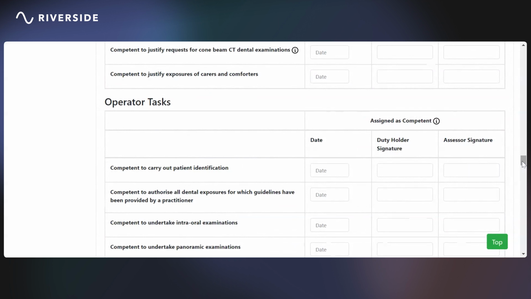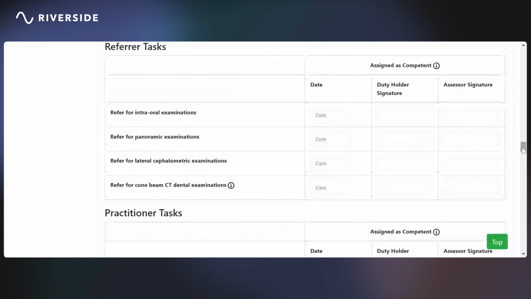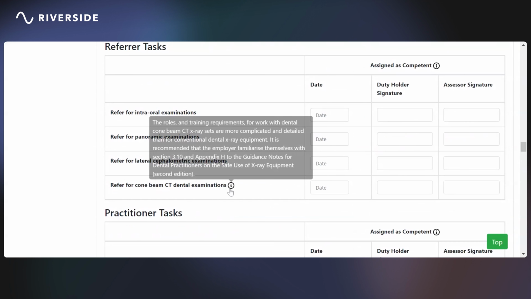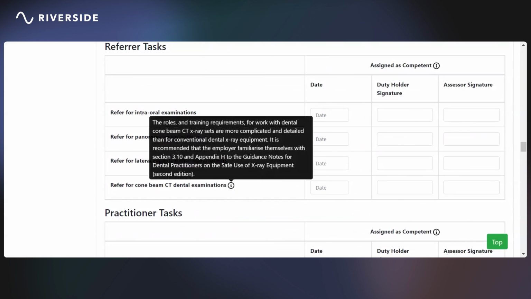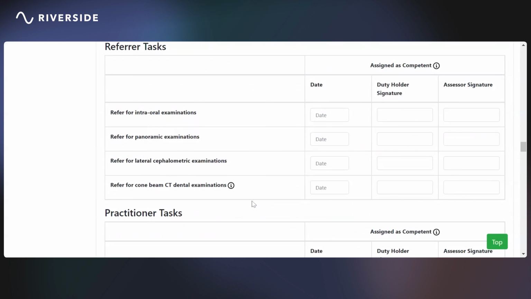So to go back to the referrer tasks, we have refer for intraoral examinations, panoramic examinations, lateral cephalometric examinations, and for cone beam CT dental examinations. And again, for the CT, we have an information tab that relates back to the guidance notes. For practices where you have intraoral equipment only, then that intraoral equipment is the only type of examination you will be doing within the practice.